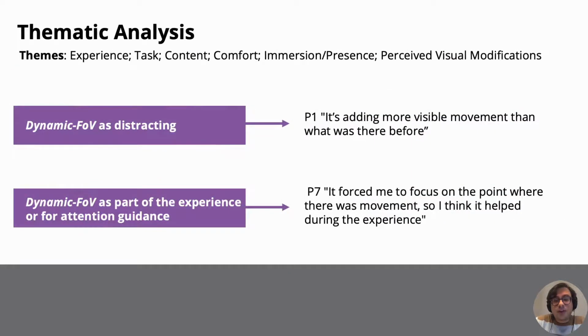From the semi-structured interviews, we point out some noteworthy aspects. Firstly, some participants reported the dynamic field of view as distracting. We posit that this is mostly referring to slow scenes, where there's an instability in the field of view size that may result in the creation of more optical flow rather than masking it. Secondly, some participants reported the dynamic field of view as being part of the experience or for attention guidance. This also makes sense because when dramatic changes in field of view size happen, it normally is when the fast movement starts, like jumping off a canyon. So it can easily be interpreted as a cinematic choice.